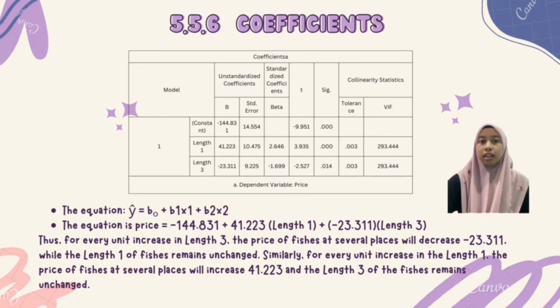5.5.6 is coefficient. For every unit increase in length 3, the price of fishes at several places will decrease by 23.311, while the length 1 of fishes remains unchanged. Similarly, for every unit increase in length 1, the price of fishes at several places will increase by 41.223 and the length 3 of the fishes remains unchanged.